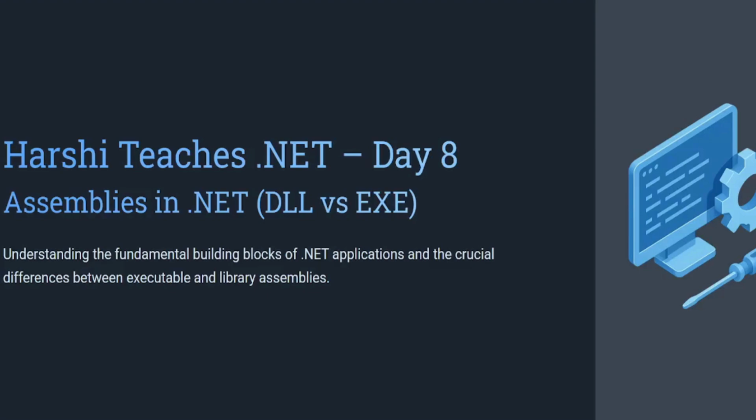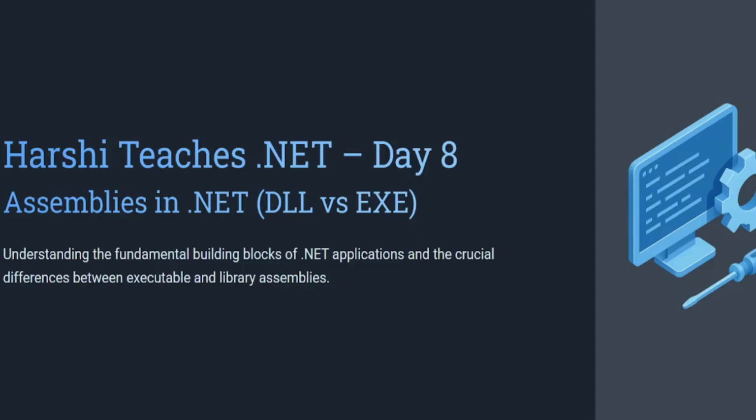In today's video, we're going to understand assemblies in .NET and also the difference between DLL and EXE files. In the previous video, we saw how our C# code gets converted into intermediate language and then executed using CLR and JIT, right? But if you think about it, where is this IL code actually stored? And what are these .exe and DLL files we see after building the project? And what actually runs when we execute a .NET application? So all of this comes down to one important concept, assemblies.